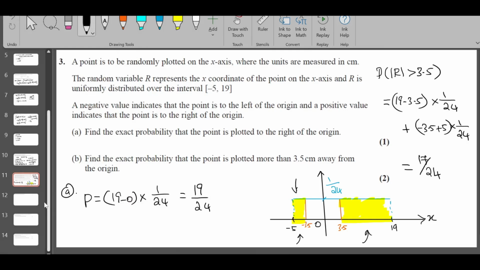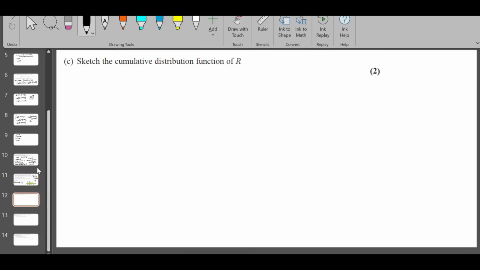That's all. Let's look at part C now. Sketch the cumulative distribution. Okay, we know the PDF f of r is 1 over 24 from minus 5 to 19, and 0 otherwise. You don't need to show the PDF, I'm just trying to explain.